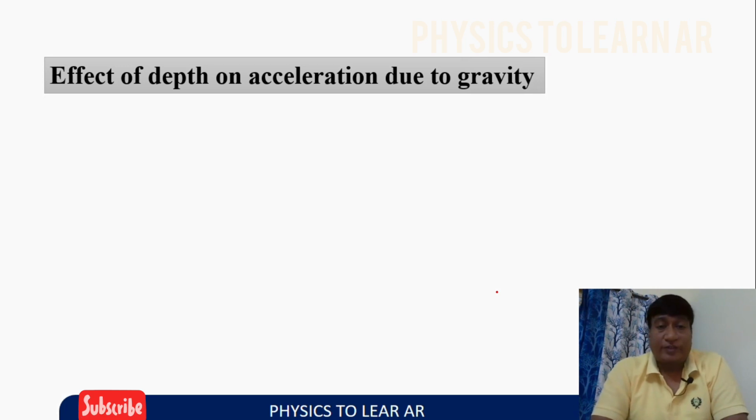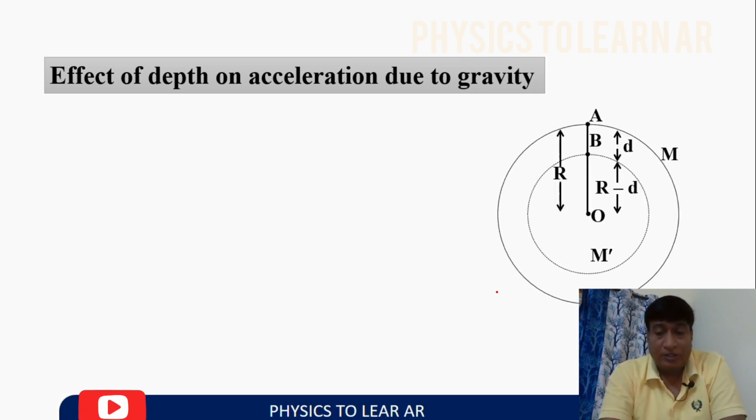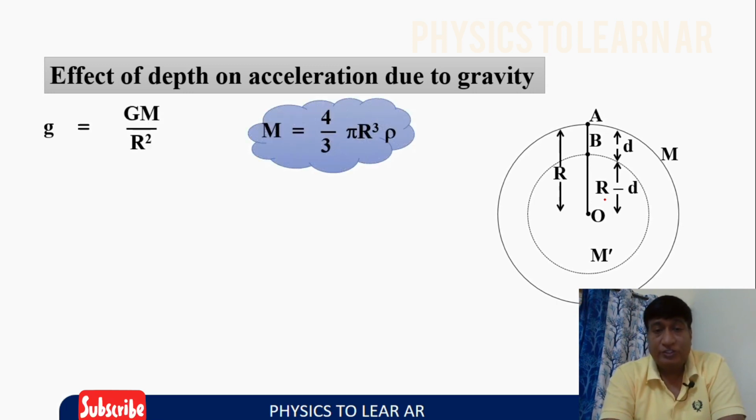Next, the effect of depth on acceleration due to gravity. Before discussing how the g value can vary, if you have understood that concept, it will be very easy for you to understand this. If this is the earth, from O to A the radius is R. But if I take a body to a point B, at a depth d, that radius will be R minus d. With the help of this, we can check it once.